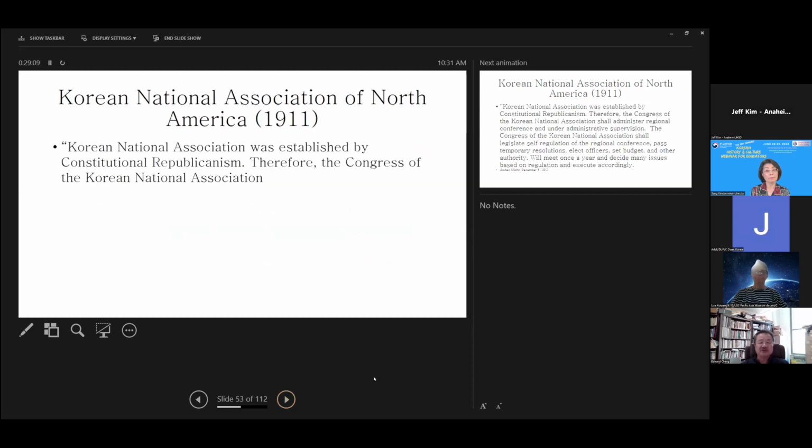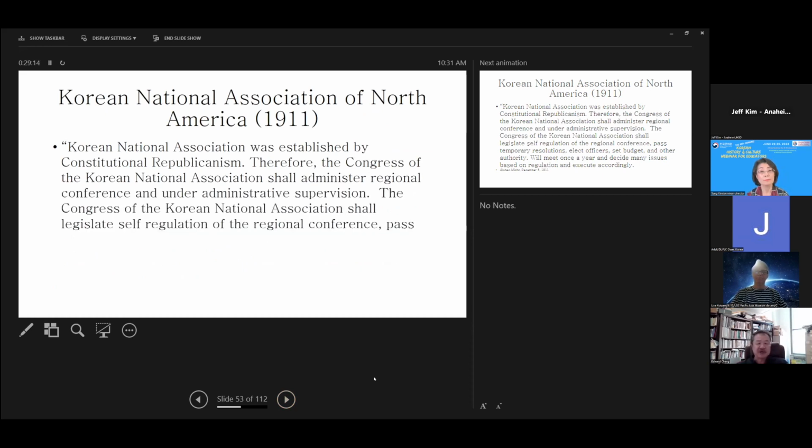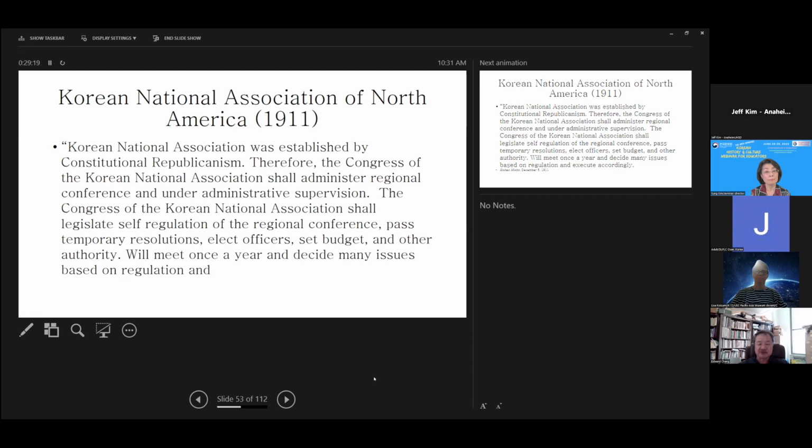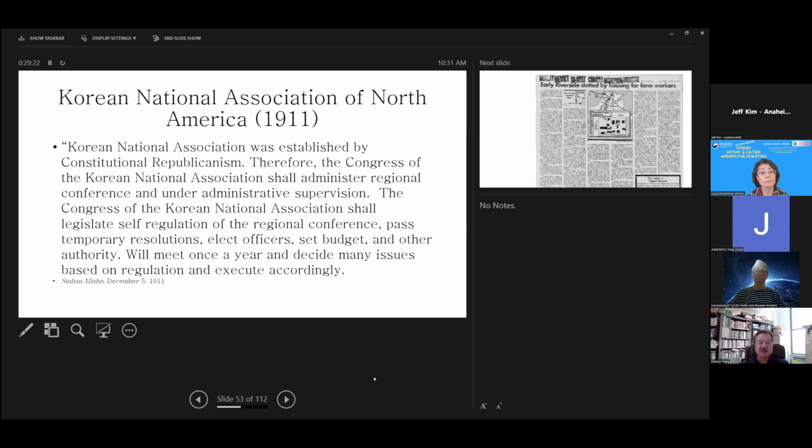It said the Korean National Association was established by constitutional republicanism. The Congress of the Korean National Association shall administer the regional conference under administrative supervision. The Congress shall legislate self-regulation of the regional conference, pass temporary resolutions, elect officials, set the budget, and other authority. It will meet once a year, decide many issues based on regulation, and execute accordingly. This is, again, 1911, a year after Korea became a colony of Japan.